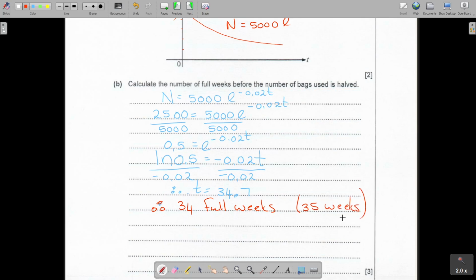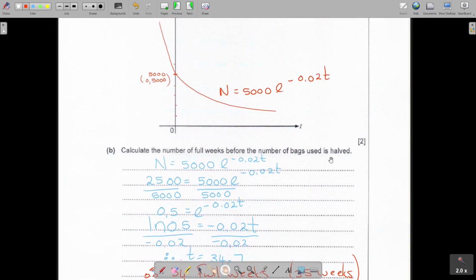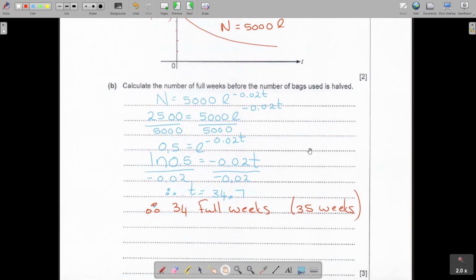Okay, and where will you get marks? Let me just go back for this one. You will get marks for the shape. They will look at your shape. That is for the shape. And then where it cuts the n-axis, the y-axis. And then for this one, where you realize this is half, so that's where you put in the 2,500, and then when you came to this, and then full weeks, when you had either this one or this one, then you would have got your other mark.